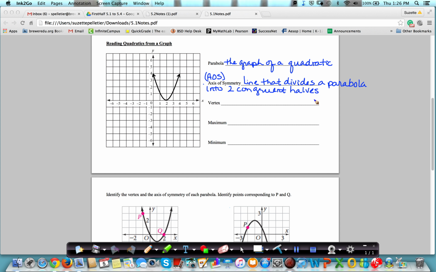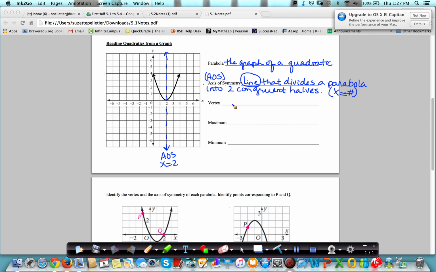Okay, a line that divides the parabola into two congruent halves. This is an important word because the equation of the axis of symmetry is always a line. If this is the equation of the axis of symmetry, the line that divides the parabola into two equal pieces, that is the equation x equals 2. So a line, and it's always going to be x equals some number. Always, always. So be very careful about that, okay?